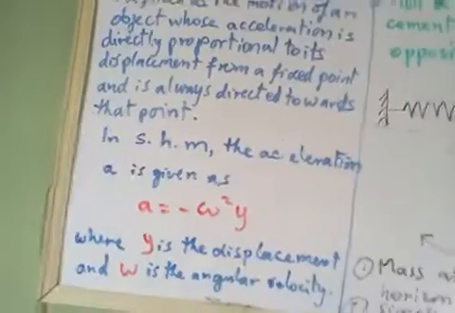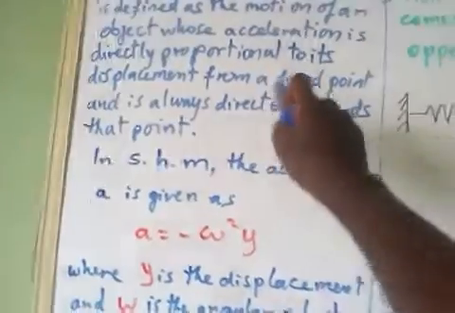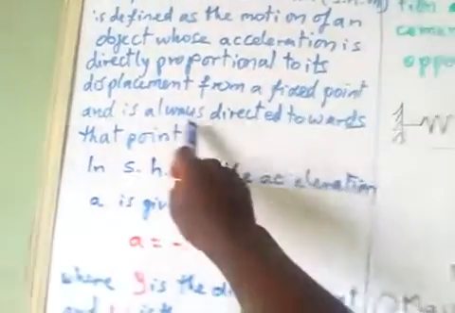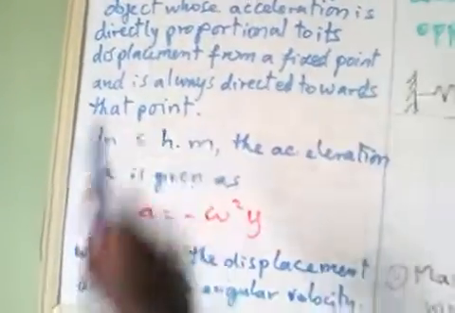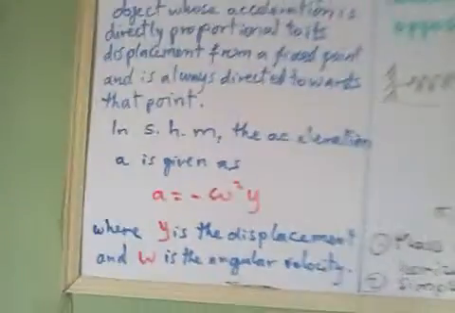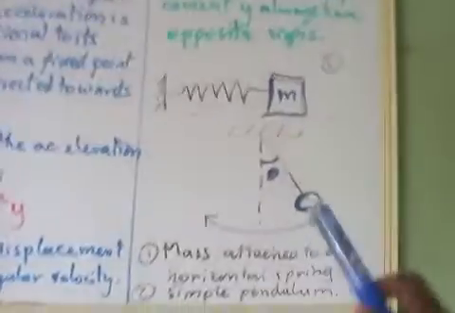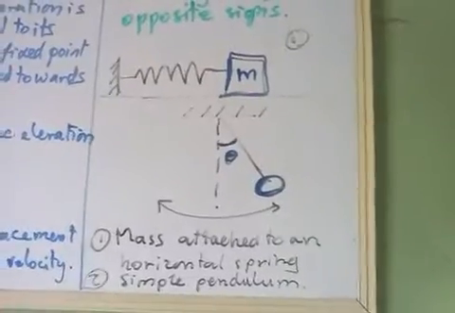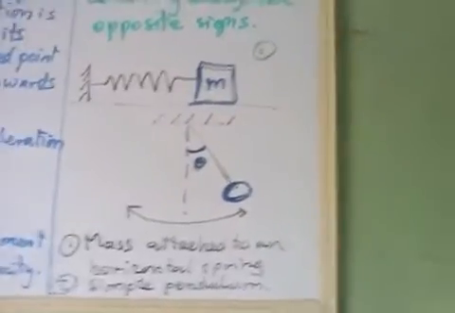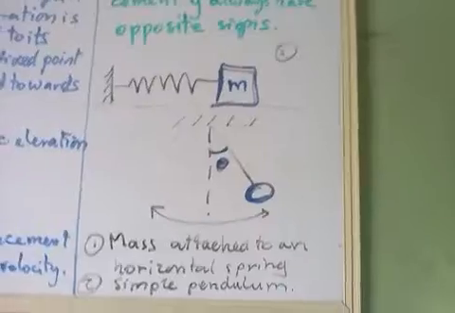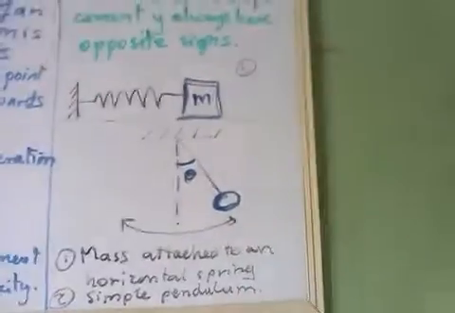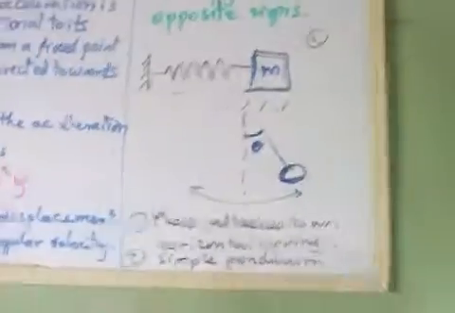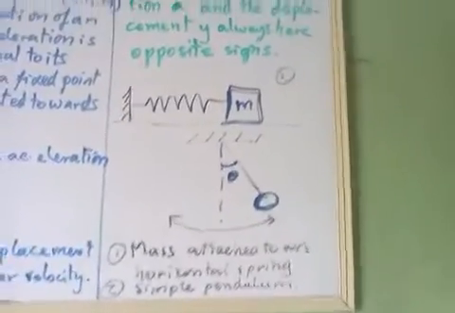Now the second one is that the acceleration is always directed towards a fixed point, and the fixed point is generally the position of equilibrium. The position of equilibrium is the position at which the object was initially before being displaced, and when it is at the position of equilibrium it cannot move, it will remain there forever until somebody comes and displaces it from the position of equilibrium. That is when it starts oscillating, and that oscillation to and fro is called the simple harmonic motion.